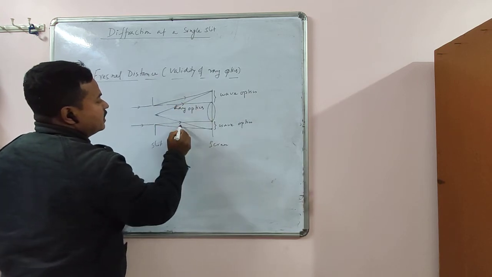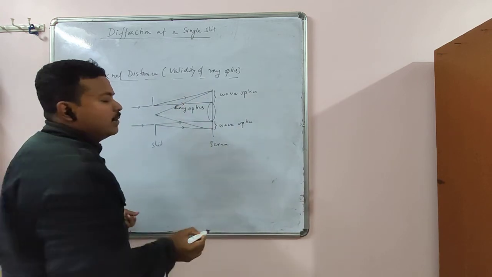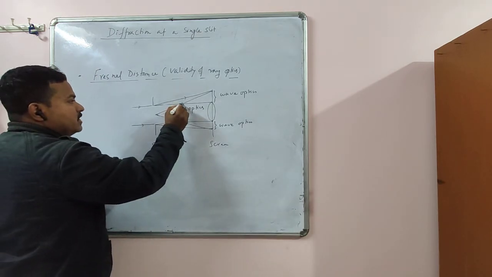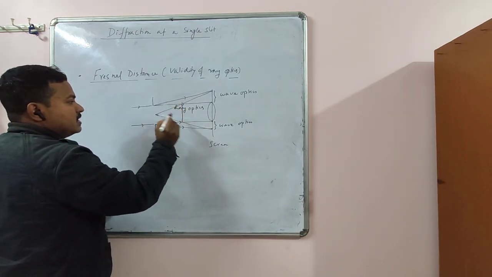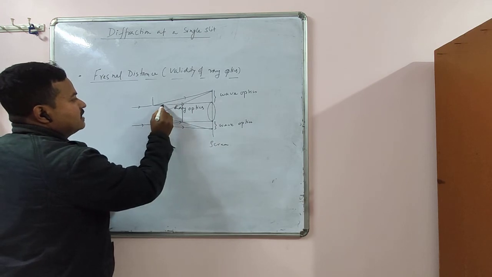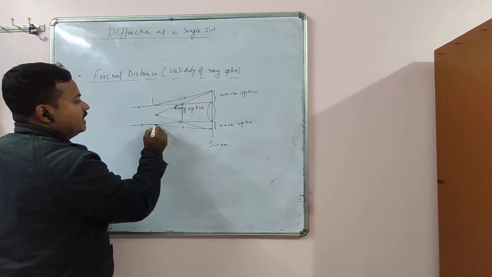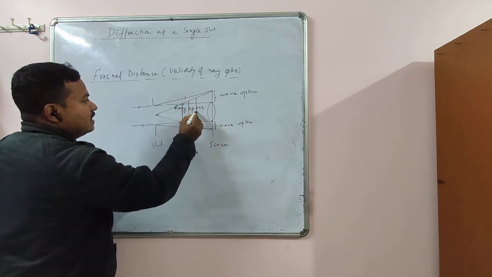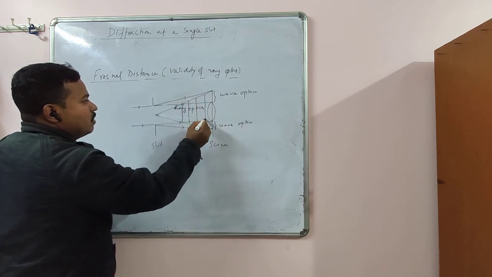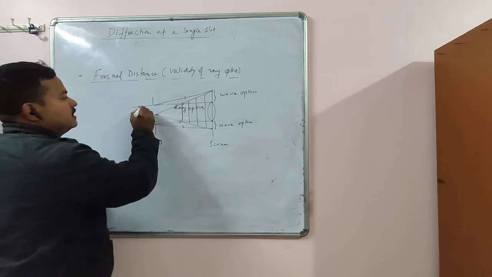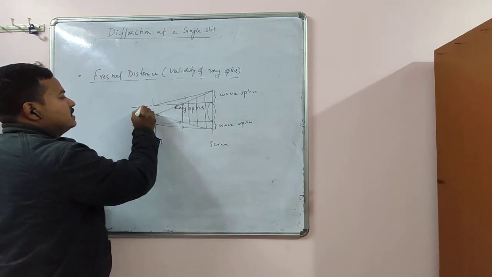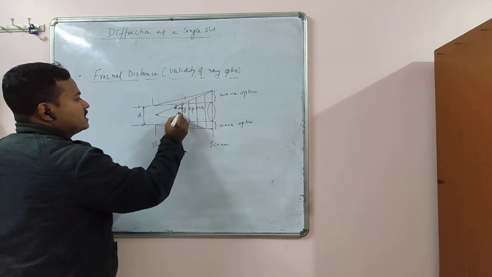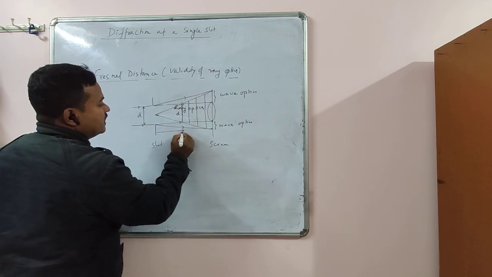Here the bending is because of diffraction, and diffraction is a phenomenon of what? Wave optics. So that means up to this distance you can say ray optics is valid. From here to here, ray optics is valid. Then from this distance onward, it is wave optics. So this is the distance, with slit width D. Up to this distance, it is ray optics.